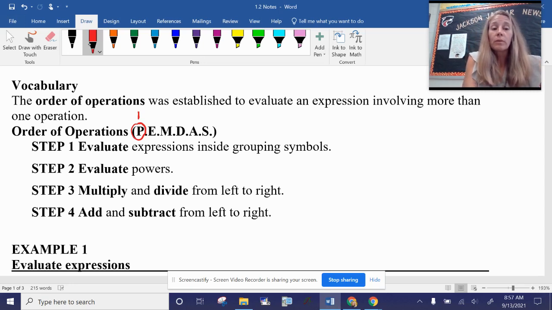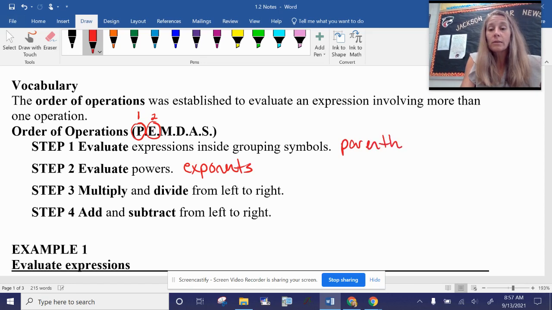The second step is to evaluate powers, or I would also refer to the E as exponents. So your first step is parentheses, and your second step is exponents.